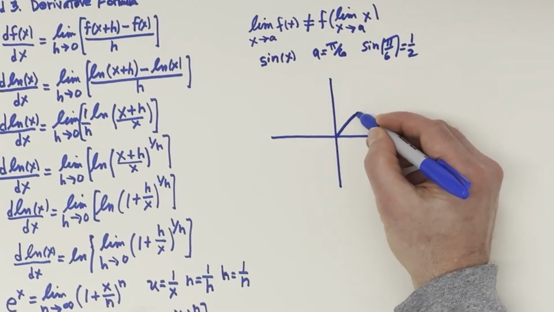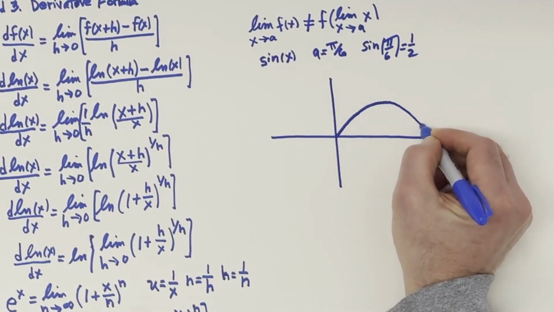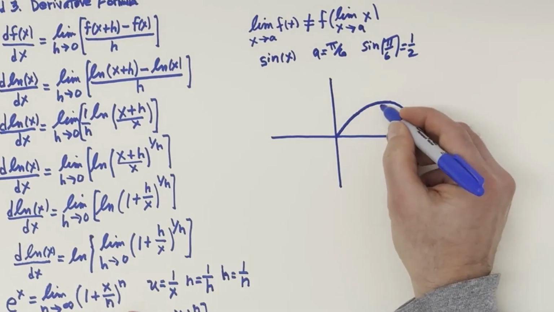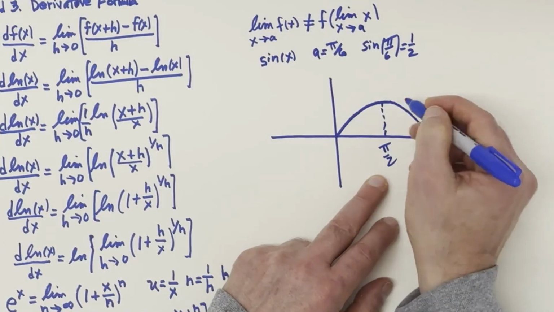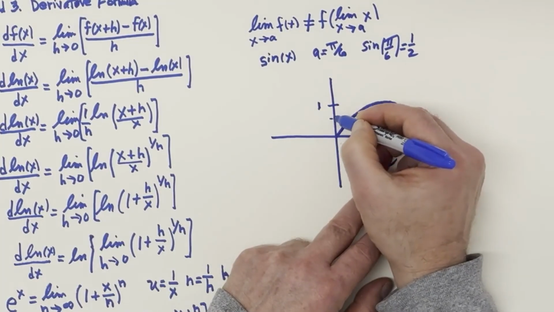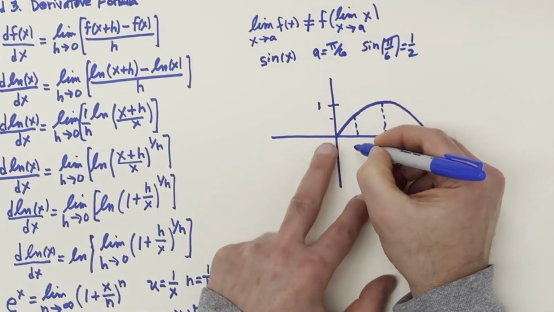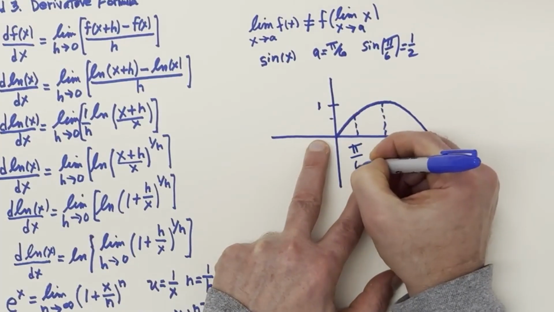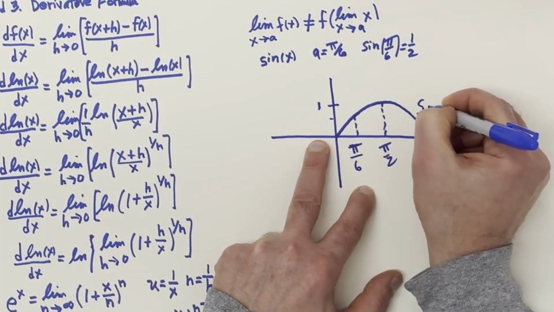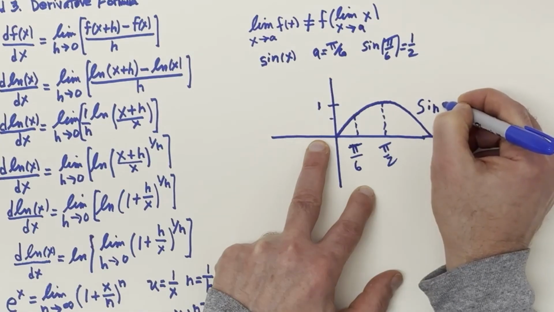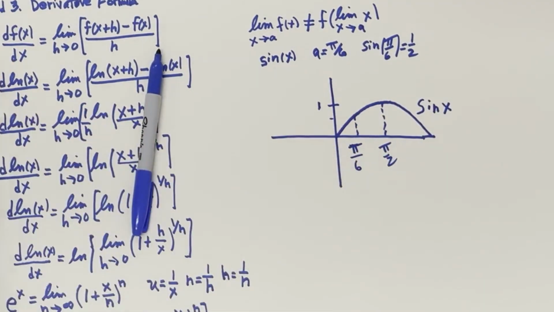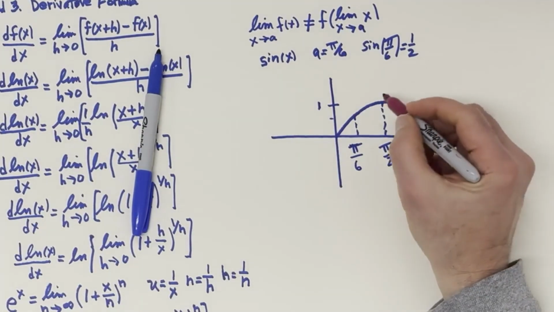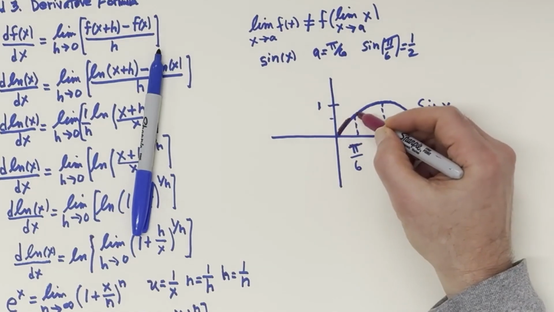But the sine does something like this. This is here pi over 2, and this is 1, and if we go up 1/2, we're at pi over 6. So that's the sine of x. But now what I want to do here is have a different function that is just like the sine.